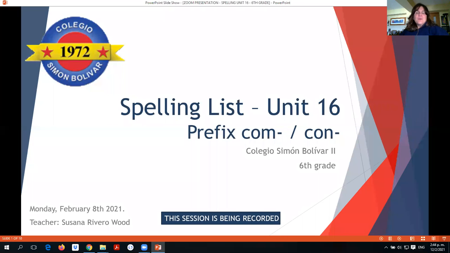Hi guys, today we're going to study Unit 16. The Unit 16 list has words that have a prefix that can be com, C-O-M, or con, C-O-N. Let's look at the list.